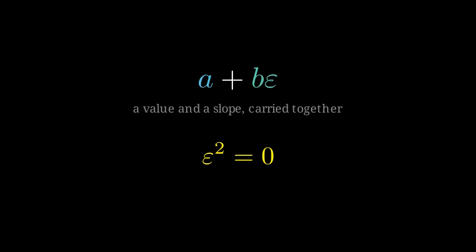A dual number has the form a plus b epsilon, where a and b are ordinary real numbers, and epsilon is a brand new element. It is not a real number, and it obeys a single strange rule. Epsilon squared equals 0. Wait, epsilon is not 0, but epsilon squared is. Exactly. Think of epsilon as infinitesimal, smaller than every positive real number, and yet not quite 0.